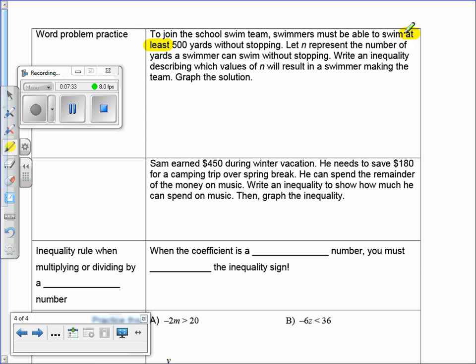number line. Next one, Sam earned $450 during winter vacation. He needs to save $180 for a camping trip over spring break. He can spend the remainder of the money on music. Write an inequality to show how much he can spend on music, then graph the inequality. Try to figure out both of these. We'll talk about them in class.